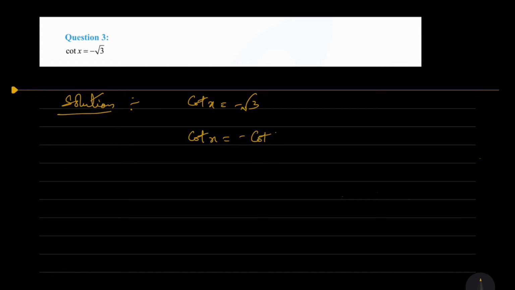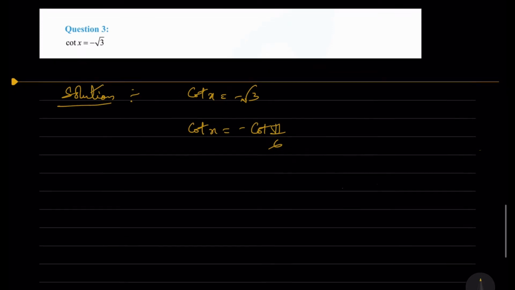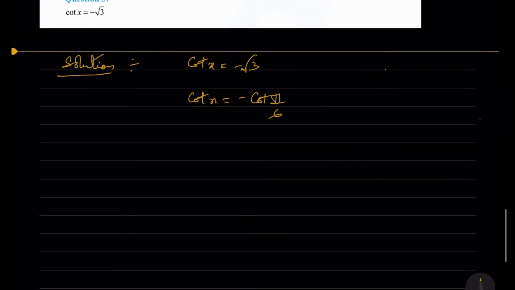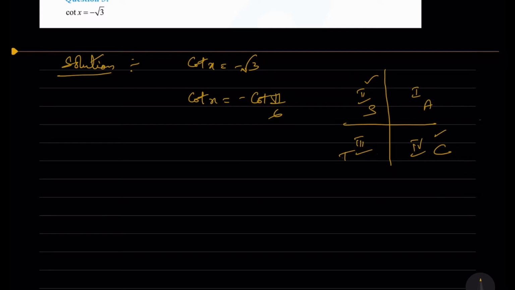Cot x is equal to minus root 3 means you can write this as minus cot of pi by 6, because cot pi by 6 is nothing but cot 30, which is equal to root 3. So now we are taking this quadrant. Here you know that this is the first quadrant, second, third, fourth, when you're taking all silver teacups, it is positive only in the third quadrant. In the second and in the fourth quadrant it is negative.